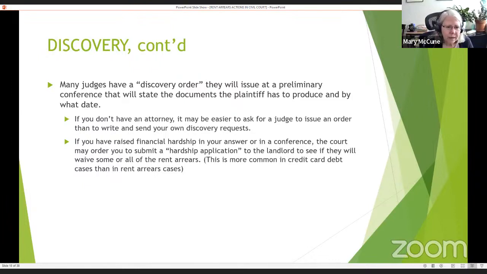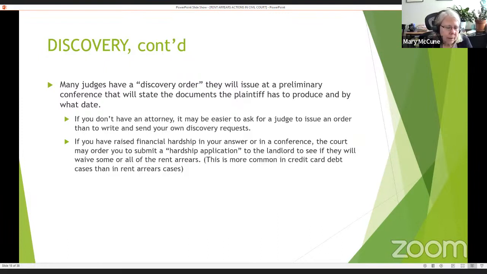If you have raised financial hardship in your answer, like saying I want to enter into a payment arrangement but I can't, or the reason I stopped paying was because of a death in the family, or I lost my job because of COVID, or what have you. That comes up a lot in credit card cases. It's less common in rent arrears cases, but a lot of these discovery orders, because they're sort of one size fits all, will also order you to submit the hardship application to the landlord to see if they will waive some or all of the rent arrears.